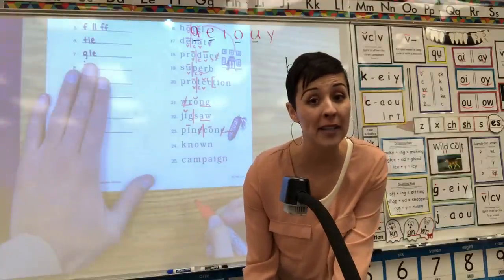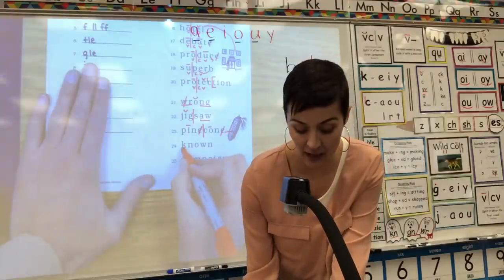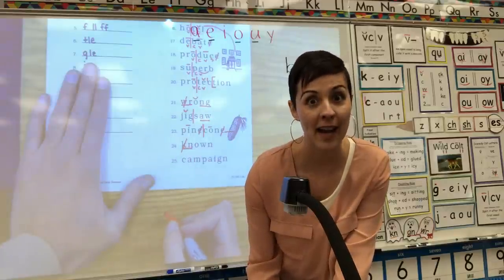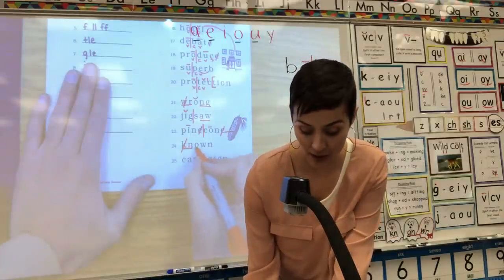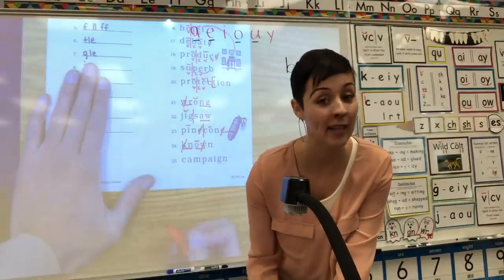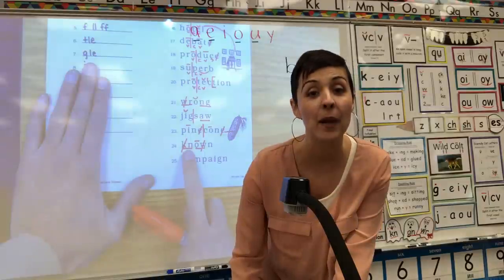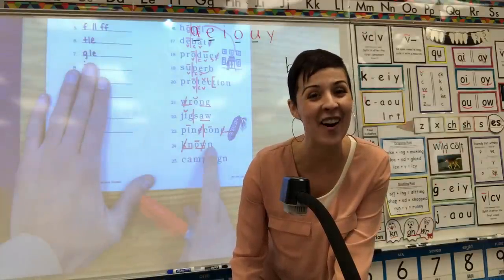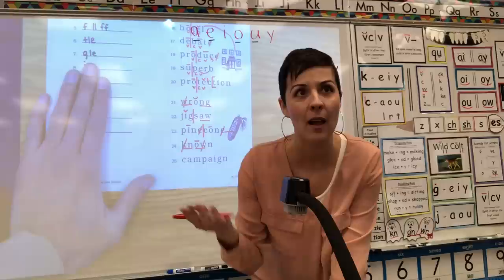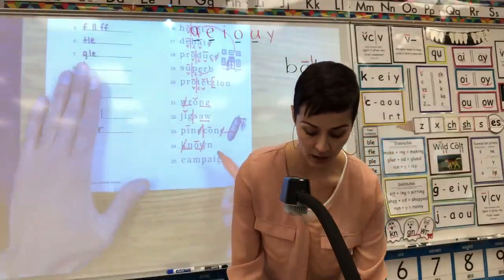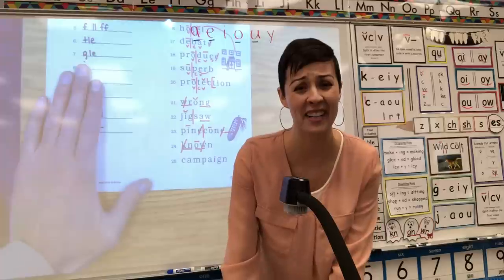24, ghost digraph KN says N, underline, cross out the K. Digraph OW says O, underline, cross out, macron the O. Can we read that together starting KN, get ready? N-O-N, what word? Known, like hey, I have known you all my life.